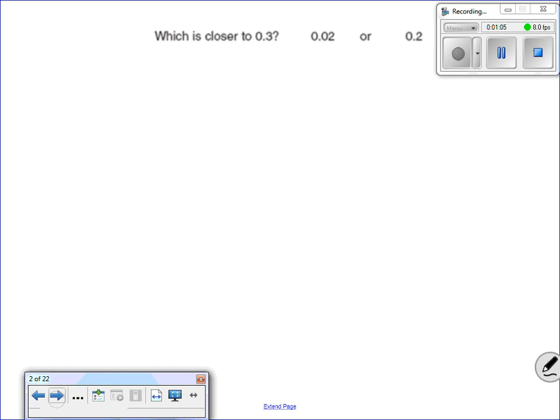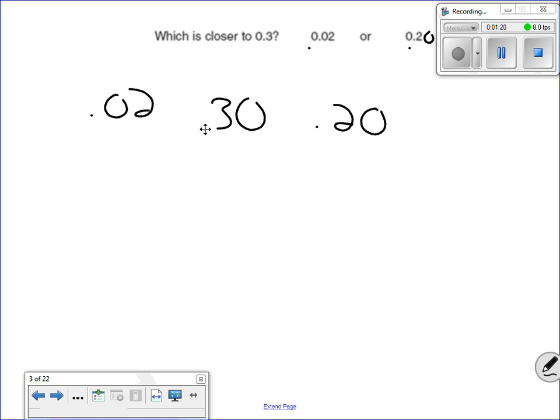Let's take a look at another one, okay? Which is closer to 0.3? Well, I'm going to write 0.3 as 0.30. This first one I'm going to write as 0.02. I'm going to write this second one as 0.20. All I'm adding is a 0, so they have the same amount of digits after the decimal. That's really key, because if I don't do that, I'm going to see this number as 2 and this number as 2, and I'm going to be going through my work so fast, I'm going to make mistakes, okay? So I'm trying to slow things down.